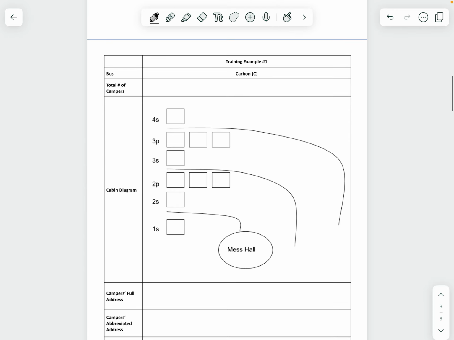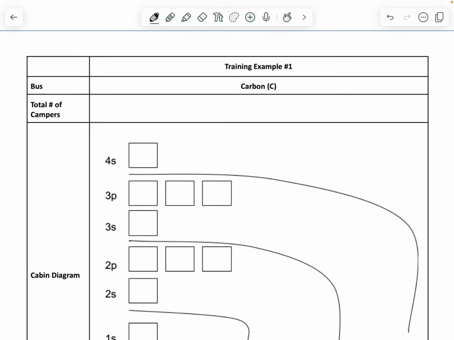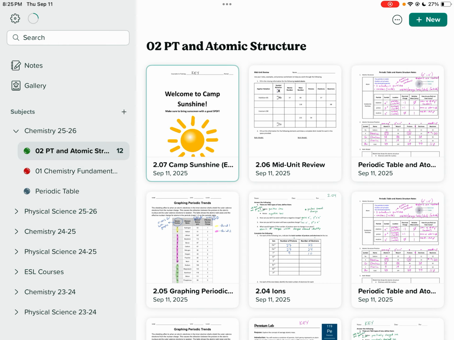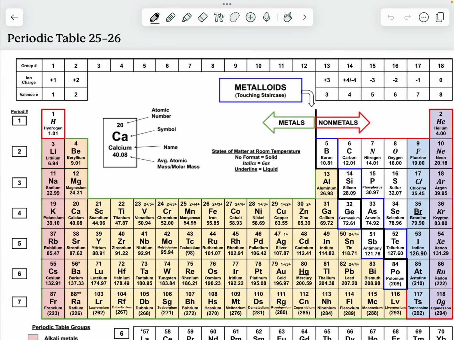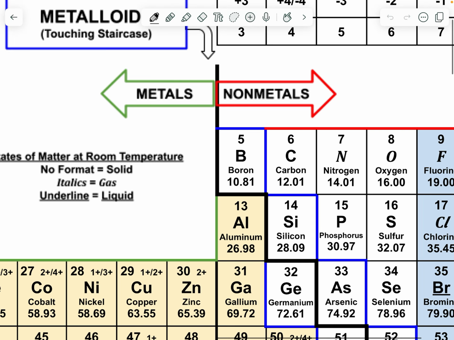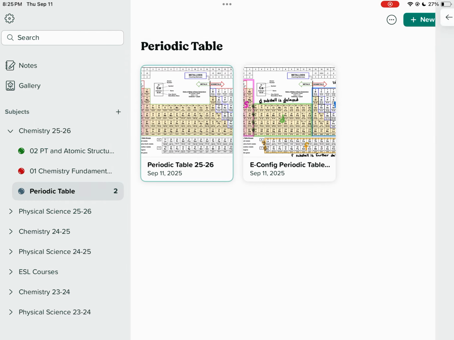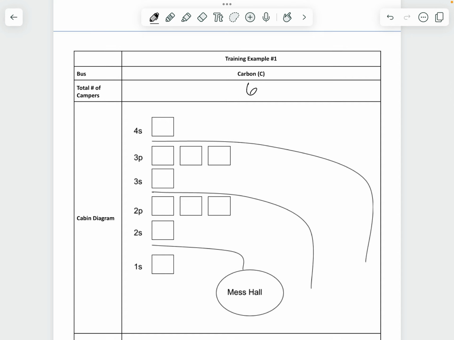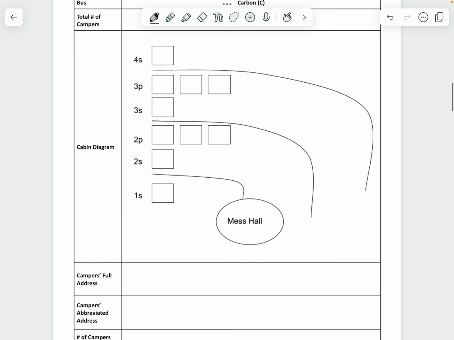And so let's say that we have a bus carbon coming in. And bus carbon is going to bring with it a certain number of campers that we have to account for. And so we can use our periodic table as our guide, and we see that carbon, which is atomic number 6, is going to bring with it 6 campers. And so we say, okay, let's account for them, and let's abide by the ground rules of the camp.